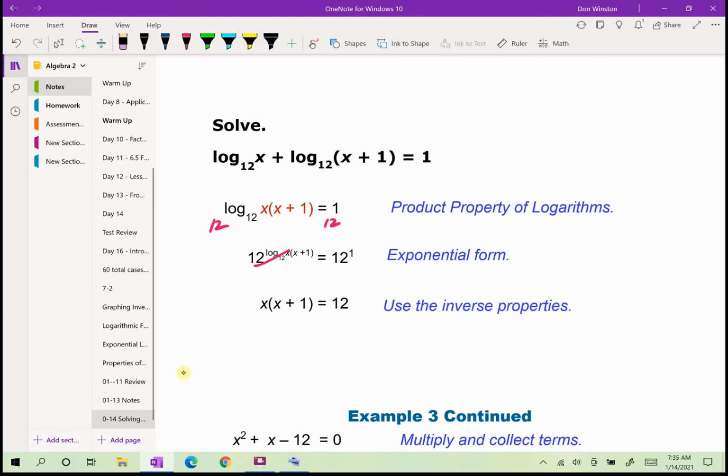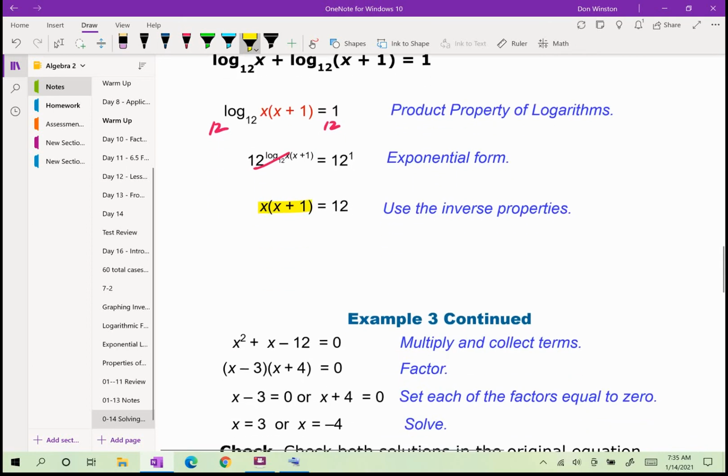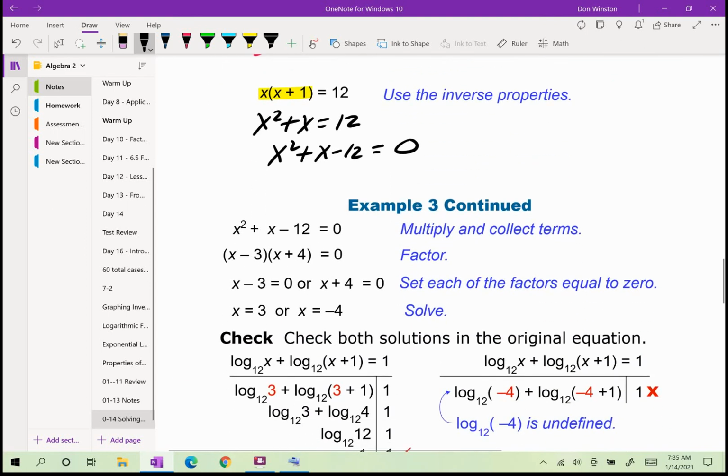Now I have to multiply. Okay, so this will give me x squared plus x equals 12. Subtract 12. I'll get x squared plus x minus 12. And now we'll have to find the zeros. So factor x squared plus x minus 12, and that gives me x minus 3 times x plus 4. Find the zeros, and I get 3 or negative 4.